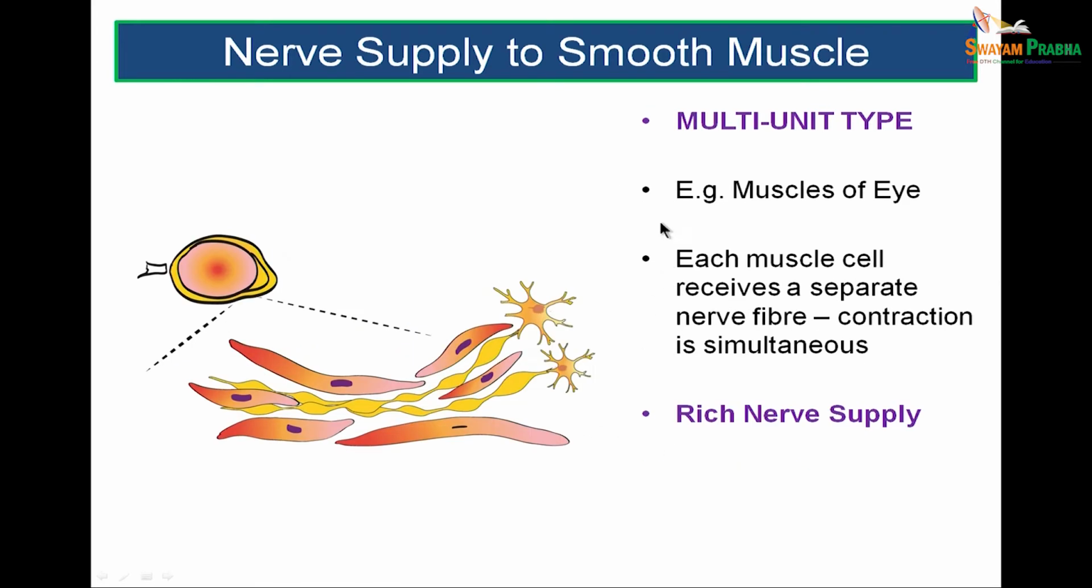If you look at the multi-unit type, again in the eye, you need precise movements and you have more nerve fibers or more neurons than the number of muscle cells. So, here there is a rich nerve supply and each muscle cell receives a separate nerve fiber. So, contraction is simultaneous and very fast and very precise, and that is exactly what we need from the eye muscles.